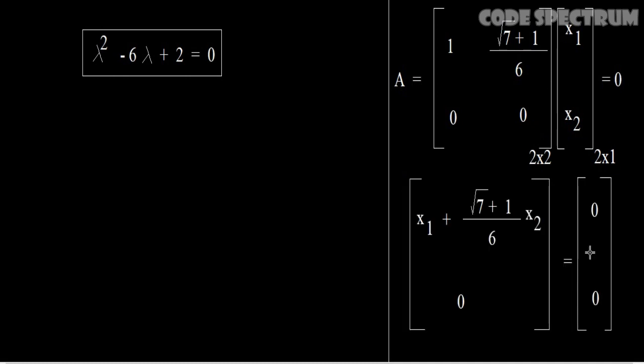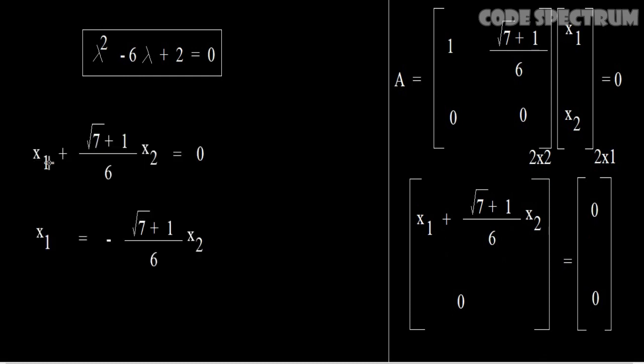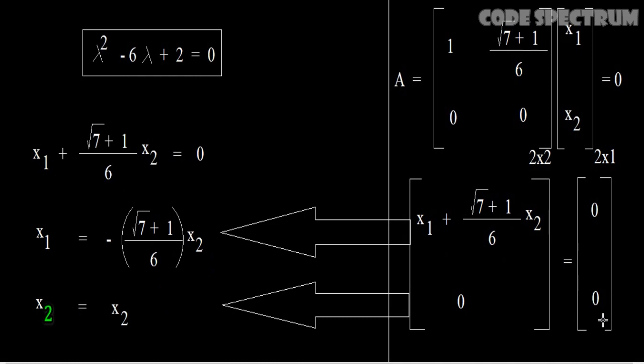Now 0 is replaced with this 0 matrix of 2 cross 1, and this matrix is also of 2 cross 1. You can compare these two matrices and form an equation like this. And you may solve this one by finding the value of x1 equals minus (root 7 plus 1) divided by 6 times x2. And for the next row, 0 equals 0, you may write x1 equals x2.